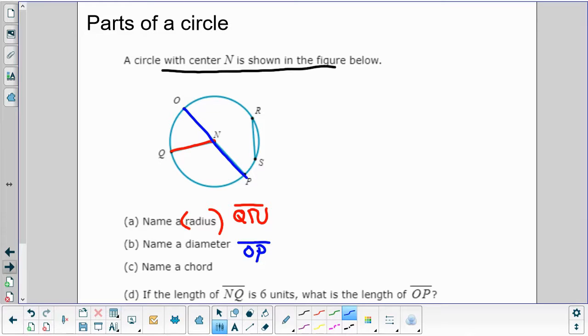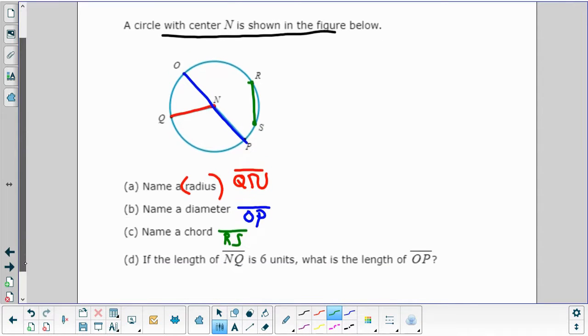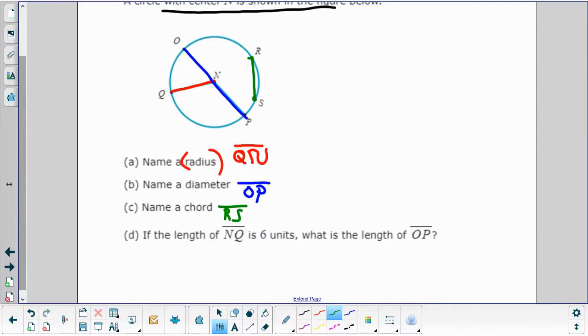Name a chord. So the chord that we can see off to the right side there is that little segment. That's green, and that's going to be segment RS. So that is our chord. Now, if the length NQ is 6 units, what is the length of OP? Well, we know that a radius is halfway across. And so if NQ equals 6, then OP is going to be double that. So it's going to be 2 times 6, which equals 12.